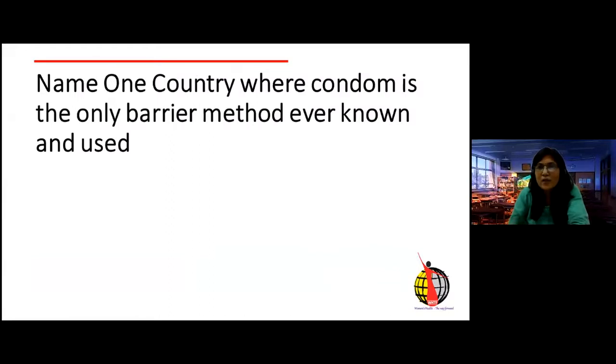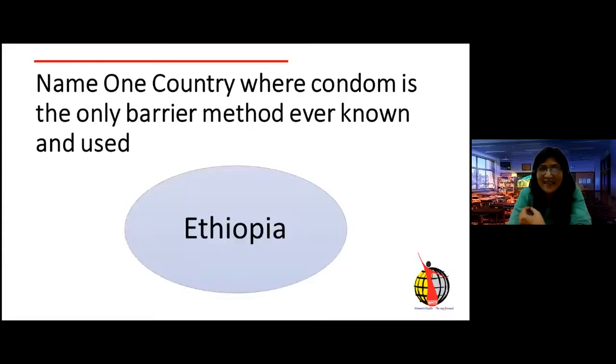Now, quickly, another question for you. Name one country where condom is the only barrier method ever known and used. Does anybody know about it? You can chat on the chat box. We have to wait for 1 or 2 minutes. Someone has answered India. It's not India. It is Ethiopia. And this is the country where condom is the only barrier method used.